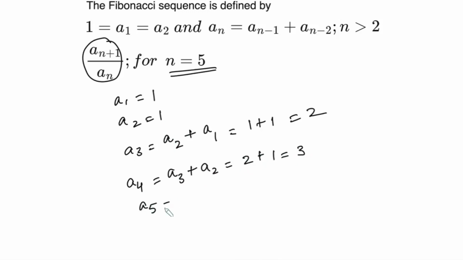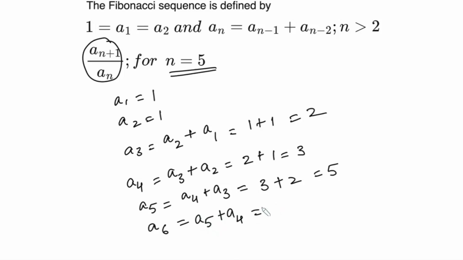Similarly, a5 is the sum of previous two terms, which is a4 and a3. a4 was 3 and a3 was 2. So that is equal to 5. Similarly, we can find a6, which is a5 plus a4. a5 was 5 and a4 was 3. So that is 8. And we want to find an plus 1 over an for n equals 5.